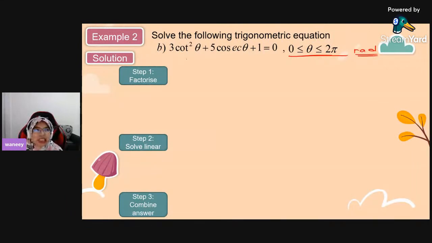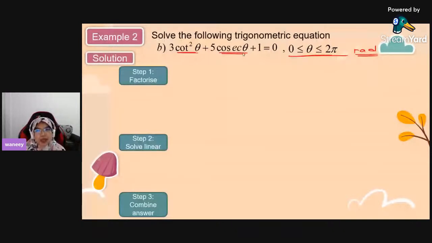Okay, so now check the quadratic form. I have a cotangent over here. This is cosecant. So they are two different things. So this is not a good quadratic form. So I have to change one of them to make sure either everything is in terms of cotangent or everything is in terms of cosecant. We must change them because we want to factorize them later on. So we must make sure that they are in a good quadratic form.